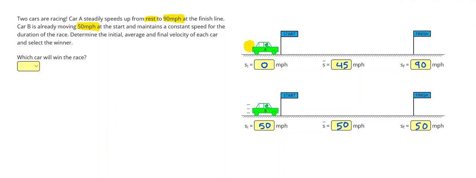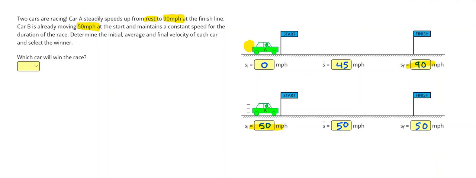So I know at the start, car B was moving faster. And at the end, car B took the lead, but car A must have been catching up later because her final speed was 90 miles per hour. But who actually won? Did car A do enough?